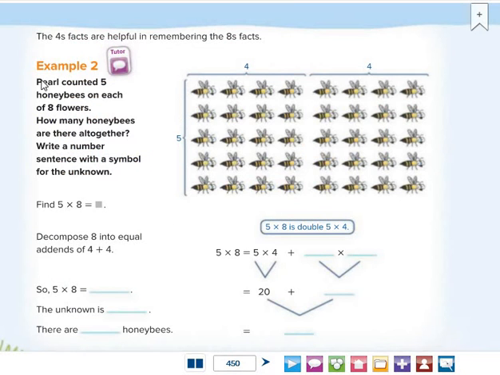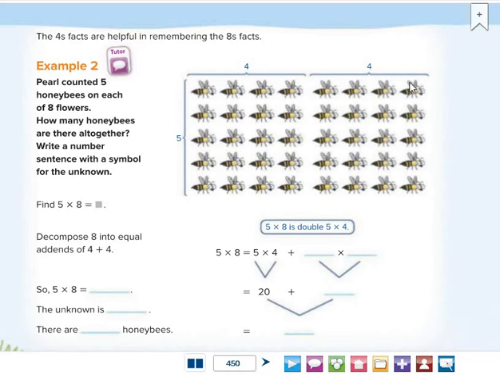Now, let's solve example number 2. Pearl counted 5 honeybees on each of 8 flowers. Here they are. We have 8 flowers and 5 bees on each flower. How many honeybees are there altogether? Write a number sentence with a symbol for the unknown. To find how many honeybees there are altogether, we have to find 5 times 8 equals what? This is the symbol of the unknown. The unknown represents the number of honeybees there are altogether.